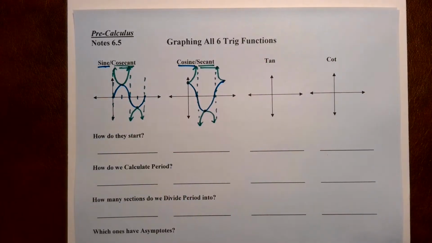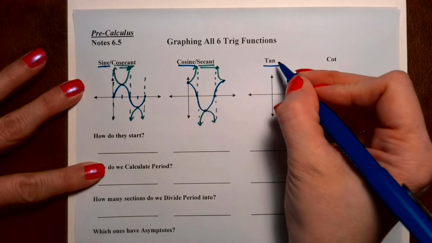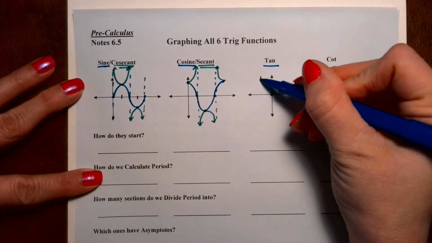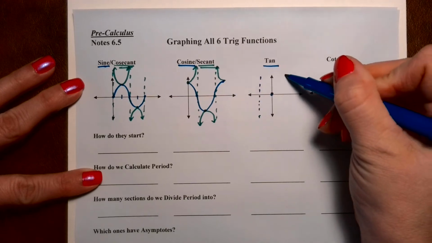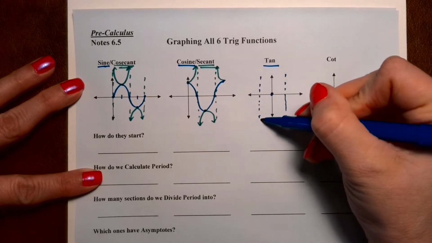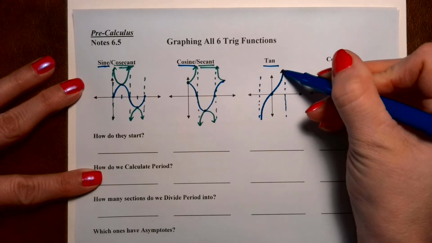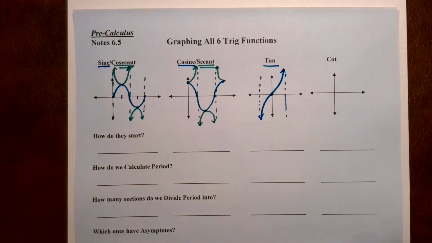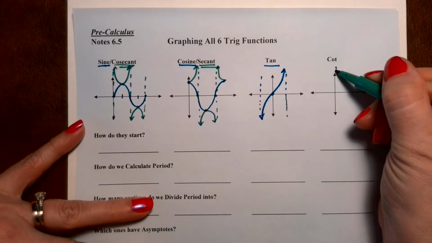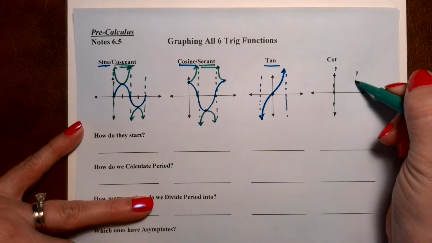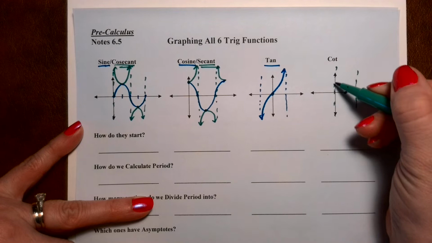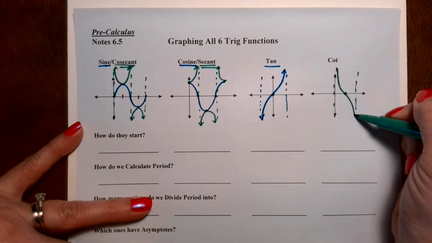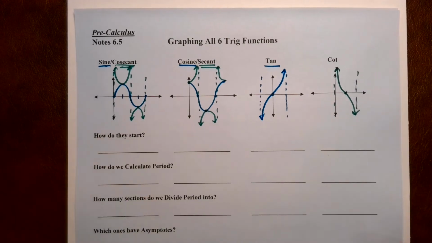How does tangent start? Okay, tangent starts on the origin just like this. He's got 1 asymptote to the left, 1 asymptote to the right, and then he looks like an x cubed function, okay, like that. Cotangent, on the other hand, starts with an asymptote. He's got asymptote, 0, asymptote, and then he goes down, down, down to the right like that. So that's a cotangent graph.